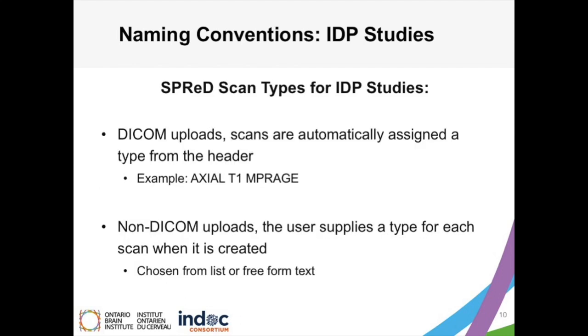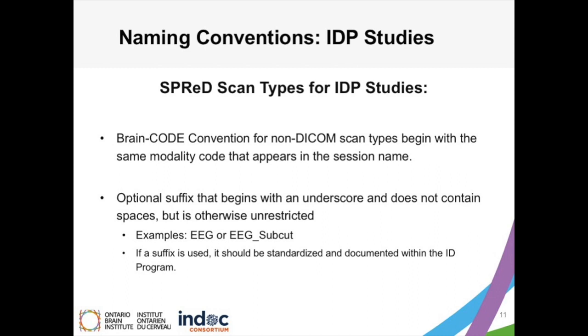SPReD scan types for IDP studies. DICOM upload scans are automatically assigned a type from the header. Non-DICOM uploads have the user supply a type for each scan when it is created. These can be chosen from a list or free-form text. The BrainCode convention is that all non-DICOM scans begin with the same modality code that appears in the session name, but has an optional suffix that begins with an underscore and doesn't contain spaces. Otherwise, the suffix is unrestricted. For example, EEG or EEG underscore subcut. If a suffix is used, it should be standardized and documented within the IDP.